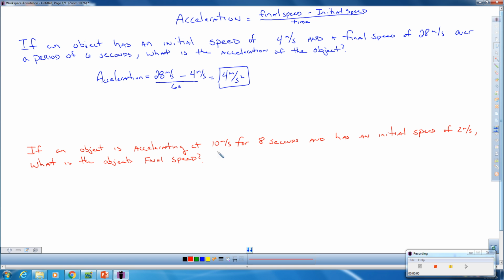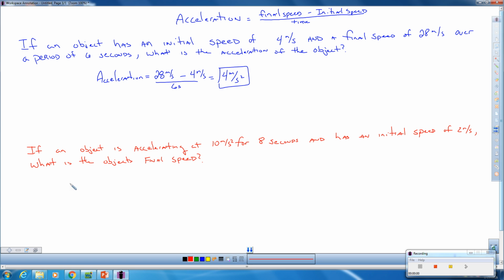All right, it says if an object's accelerating at 10 meters per second for 8 seconds and has an initial speed of 2 meters per second, what's the object's final speed? And this should be per second squared here because we are accelerating.